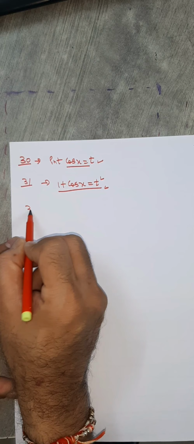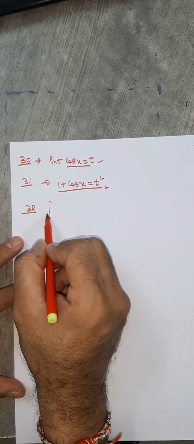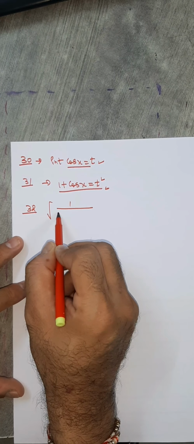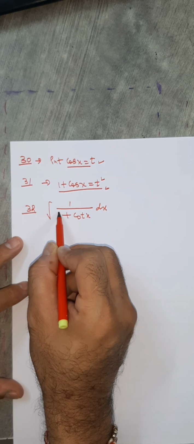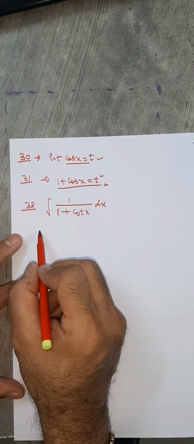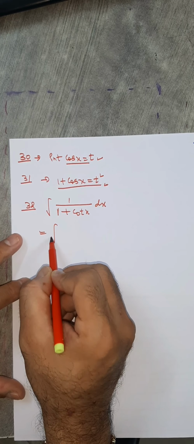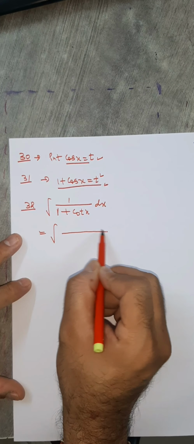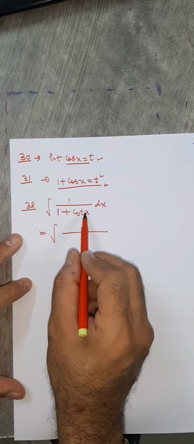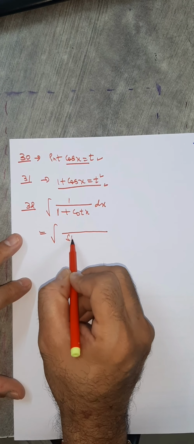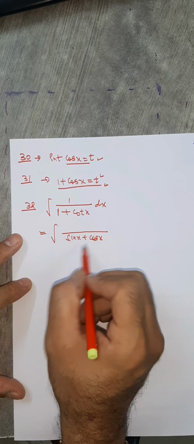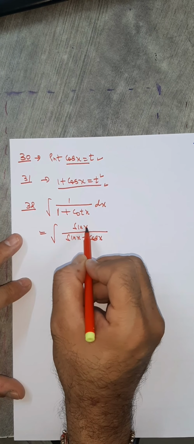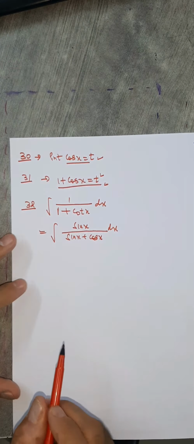I'll go to 32, question number 32. There you have 1 upon 1 plus cot x dx. So what we do is we reduce into sine cos here. So you have here cos by sine. So sine x plus cos x, cos by sine, and sine will go to numerator, sine x dx, remember.